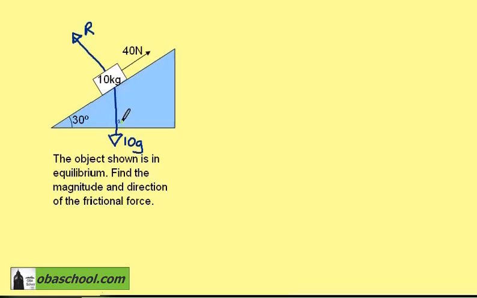We can resolve the weight into components perpendicular to and parallel to the surface. This is 30 degrees, 60 degrees, 30 degrees, so the perpendicular one must be 10g cos 30, and you should remember this so you don't have to work through that every time. Parallel to the surface is 10g sin 30.